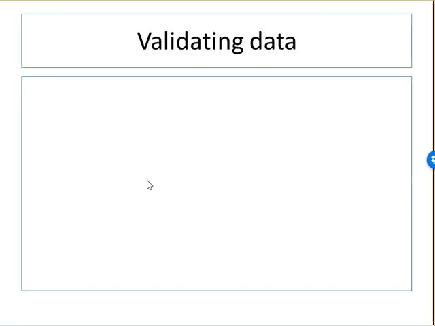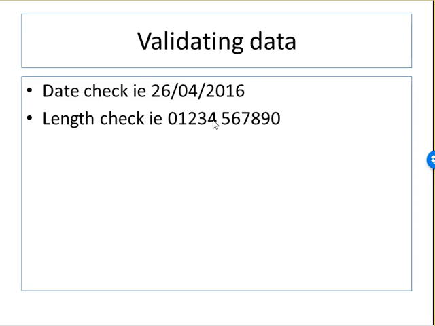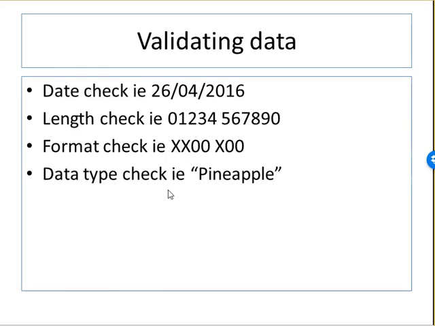And finally, validating data. There's 4 validation checks which you can think of. So for example, date check for 26/04/2016. You don't want to be able to put in a date which is incorrect or add letters into it. Length check, for example, for phone numbers, standard UK phone numbers, 5 digits followed by 6 digits. Format check. In this example, we're looking at postcode. So for example, having 2 letters, 2 numbers, a letter and 2 numbers. And data type check. So for example, if they're trying to write in a number and they're writing the word pineapple.